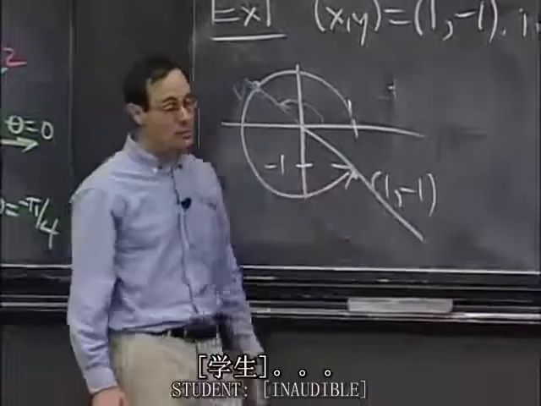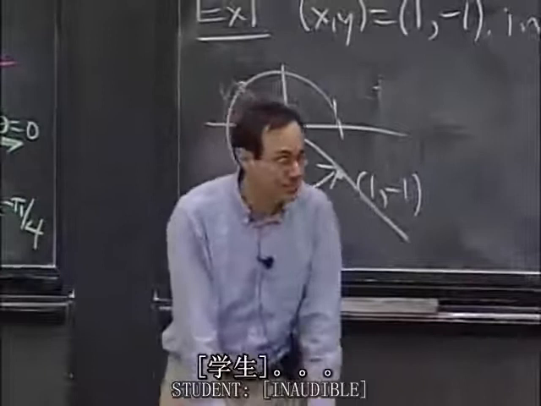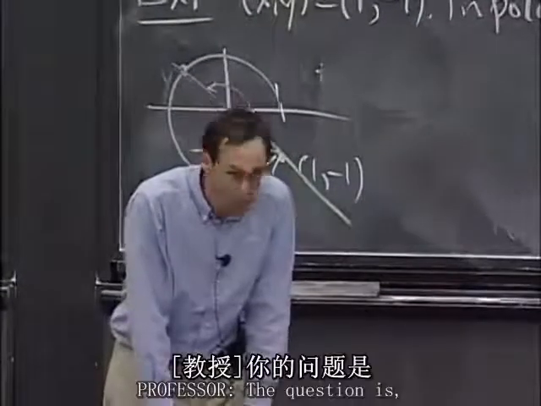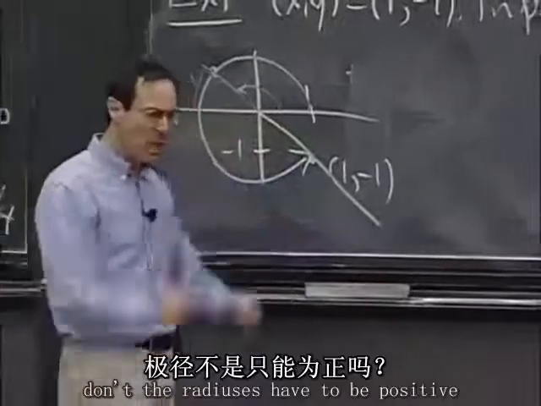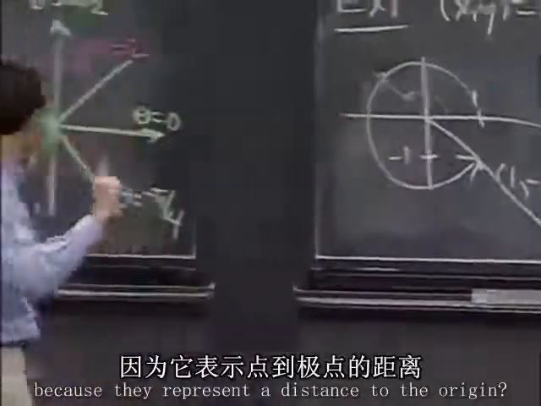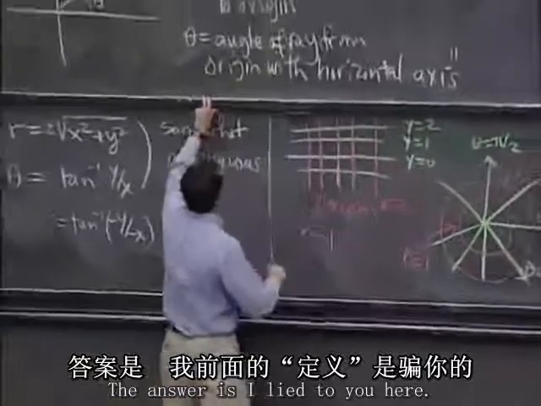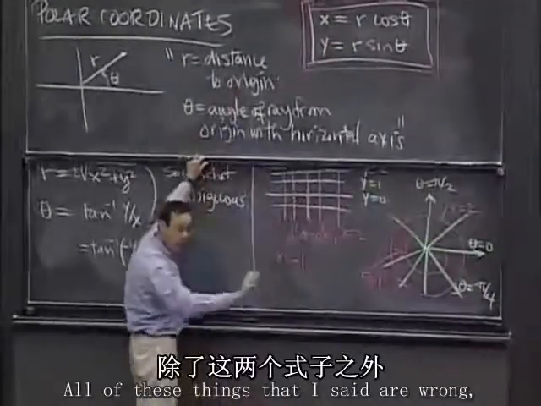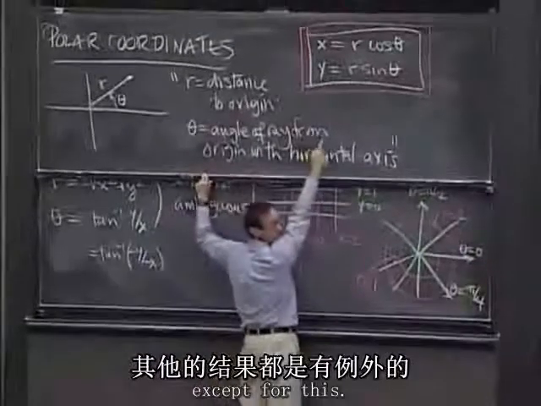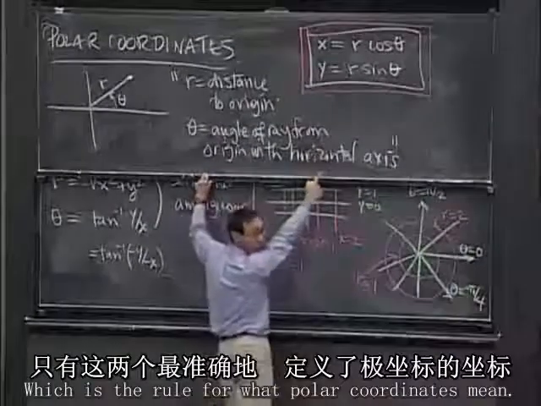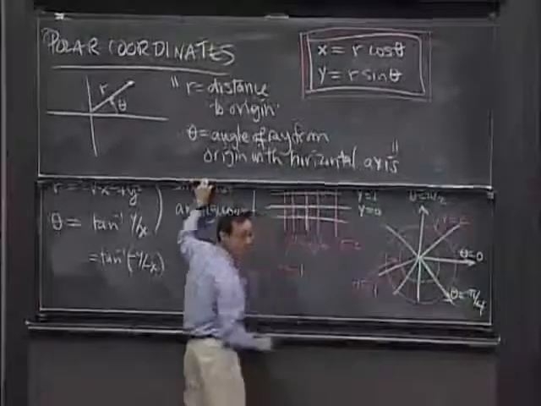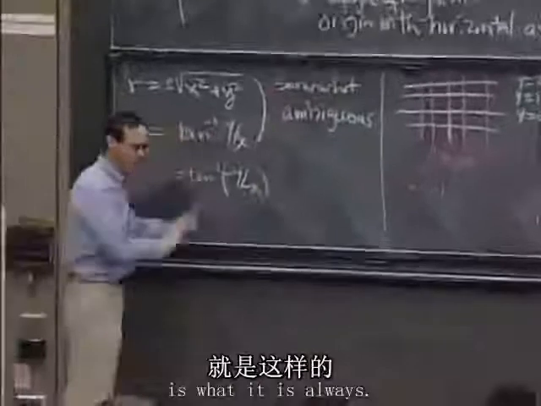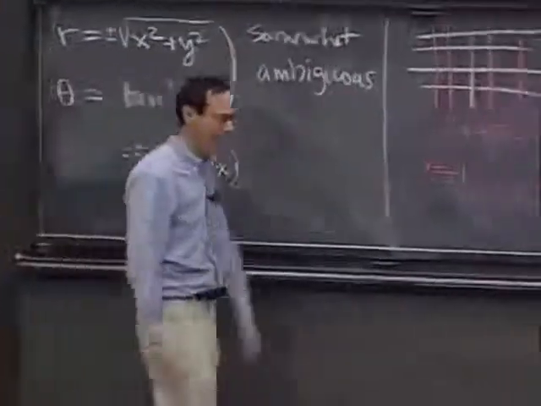Yeah? The radii have to be positive because they represent a distance from the origin? Right. The question is, don't the radii have to be positive because they represent a distance to the origin? The answer is, I lied to you here. All of these things that I said are wrong, except for this, which is the rule for what polar coordinates mean. So it's maybe plus or minus the distance, is what it is always.